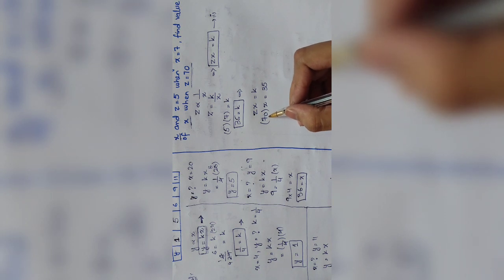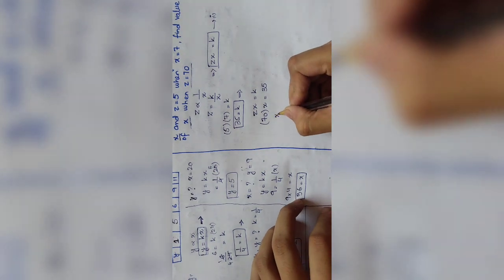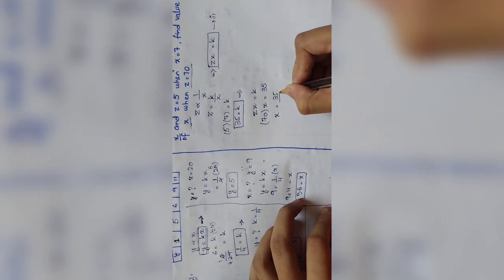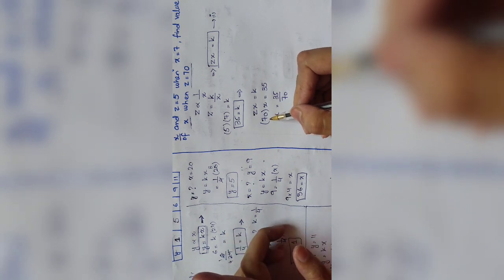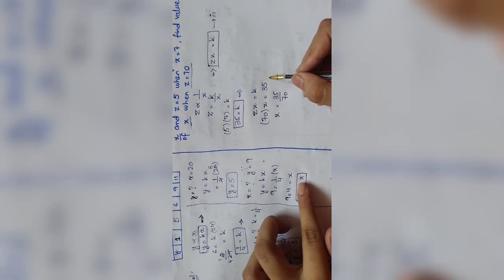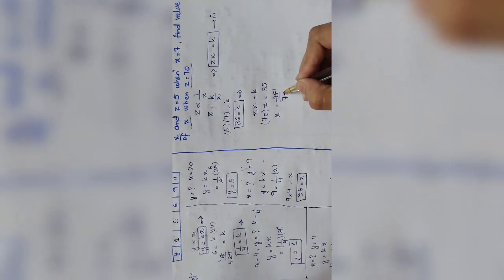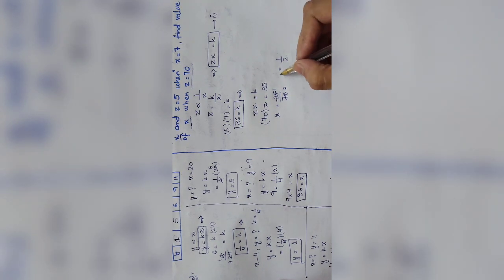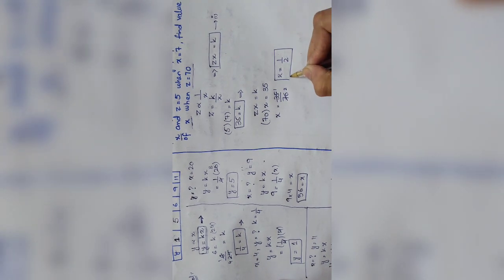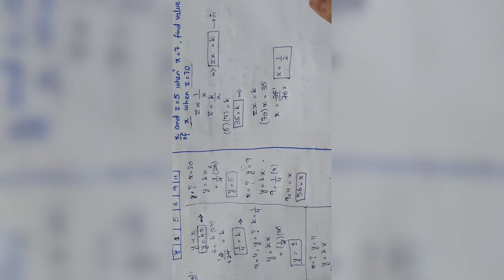This 70 is multiplying by x. When it goes to the other side of the equation, it becomes x is equal to 35 divided by 70. When something is multiplying on one side of the equation, when it goes to the other side, it will be divided. It is equal to 1 by 2. This is your value of x. X is equal to 1 by 2. That's it. This is your answer.